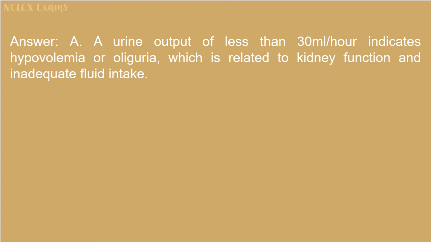Answer A. A urine output of less than 30 milliliters/hour indicates hypovolemia or oliguria, which is related to kidney function and inadequate fluid intake.